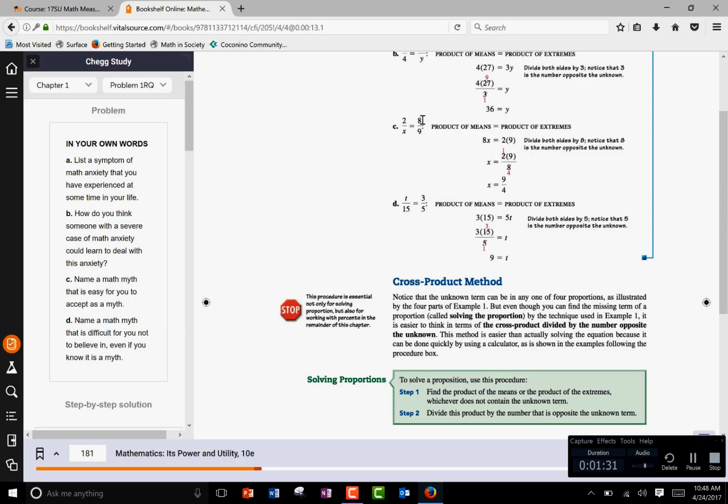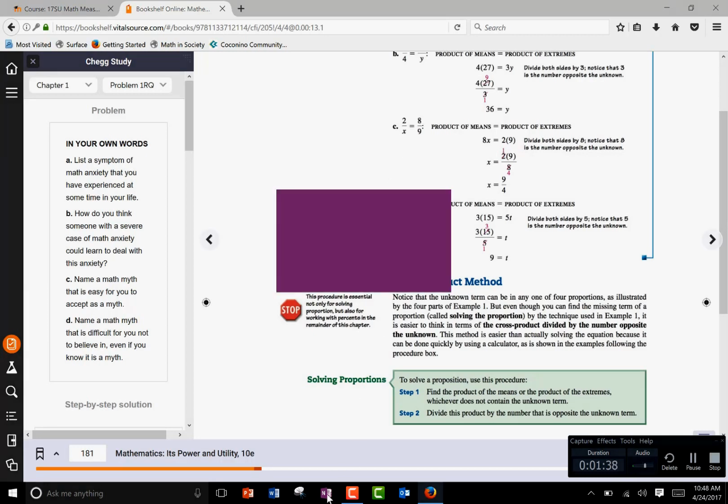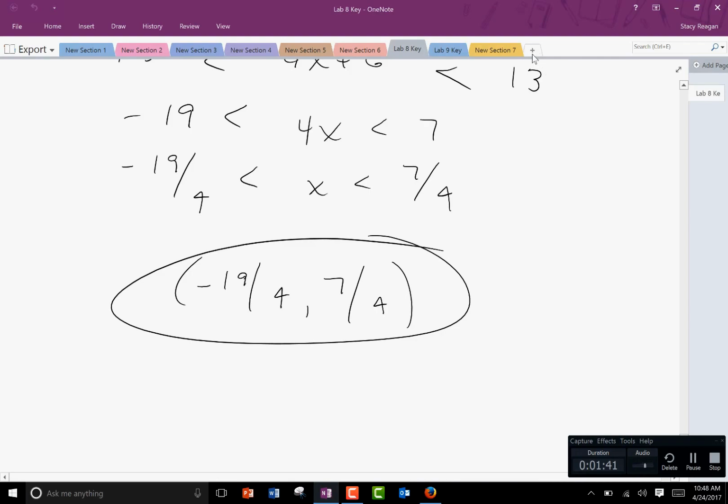So let me turn to page 180 in my book, and we're going to start with example 2. Let me pull up a new piece of paper here with a new section. We've got example 2a: 5 over 6 equals 55 over y. What you're going to do is take the two numbers that don't have the variable, the letter, in them, and multiply them. So I'm going to say 6 times 55, which equals 330.